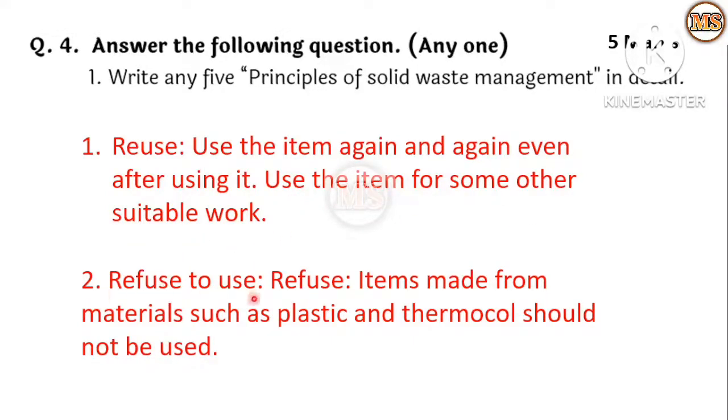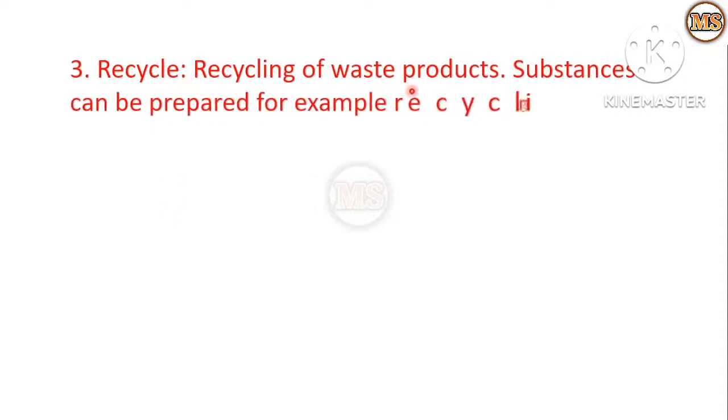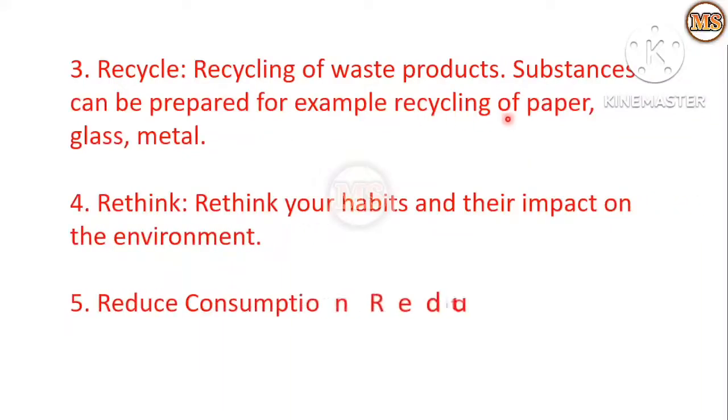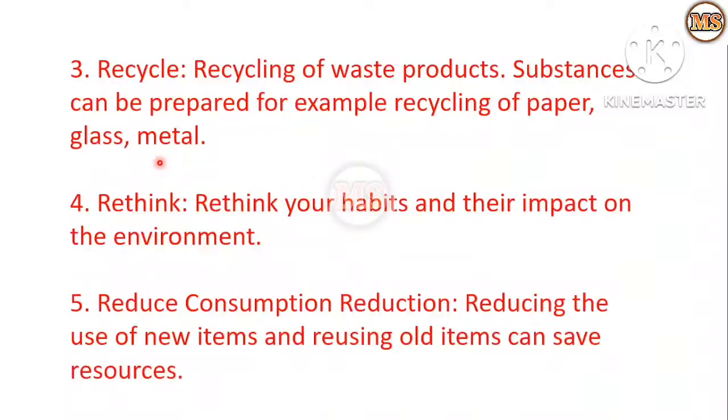Second is refuse. Items made from materials such as plastic and thermocol should not be used. Then third one, recycle. Recycling of waste products. Substances can be prepared, for example, recycling of paper, glass and metal. Then fourth, rethink. Rethink your habits and their impact on the environment. Fifth one, reduce consumption. Reducing the use of new items and reusing the old items can save resources.